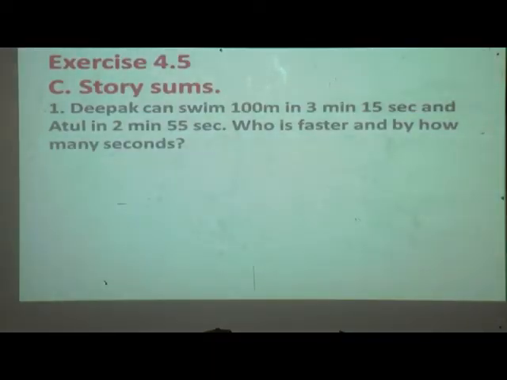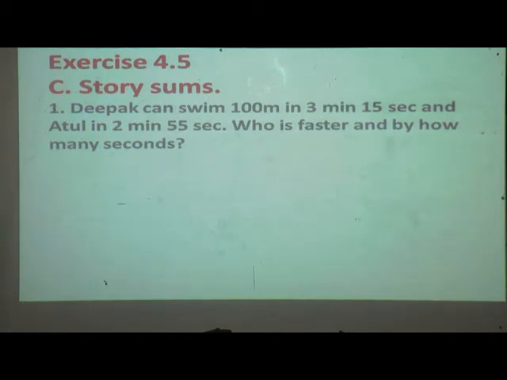See the first question. Deepak can swim 100 meter in 3 minutes and 15 seconds and Atul in 2 minutes 55 seconds. So who is faster and by how many seconds?